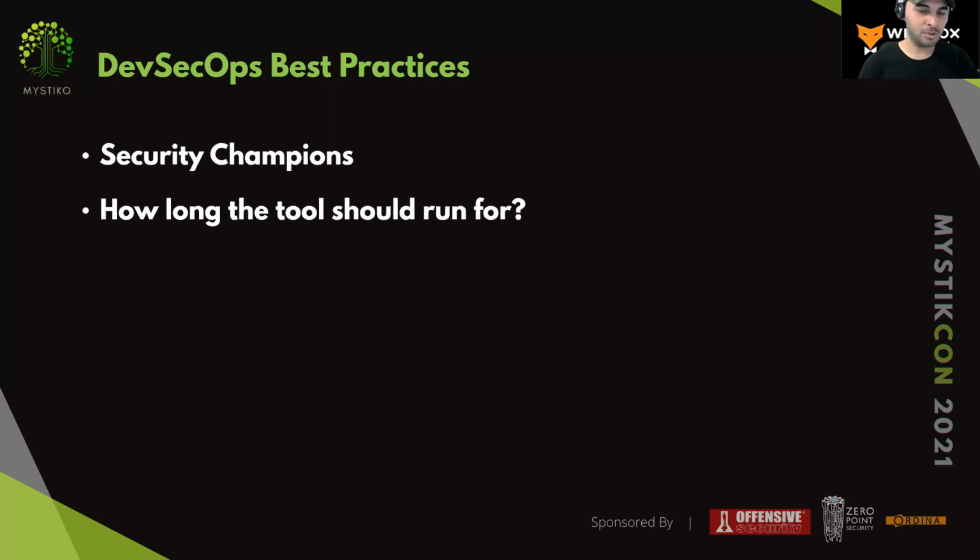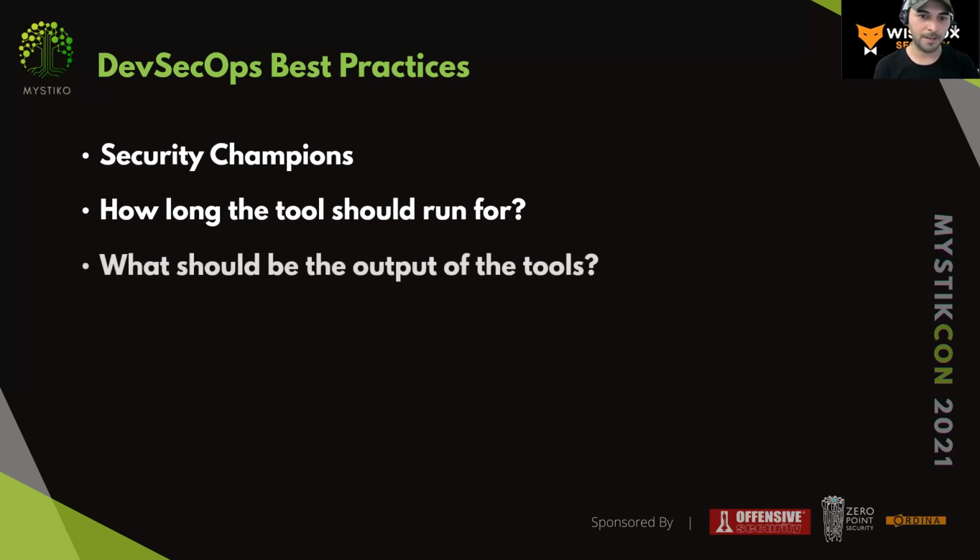So how long should the tool run for? This is another thing that you need to keep in mind. When you implement any tool in your CI/CD pipeline, you need to make sure that the tool doesn't run for more than 10 to 15 minutes. 15 minutes is the max. So whether you do DAST, SAST, or whichever type of testing the tool does, it should not hold the whole pipeline for more than 10 or 15 minutes, because speed is the key. So keep that in mind.